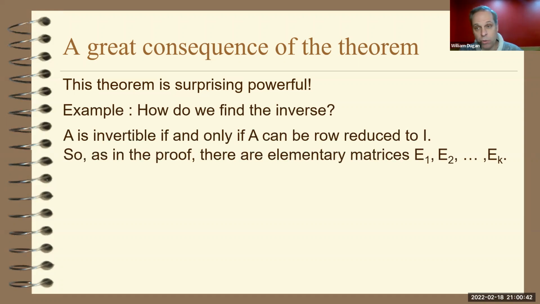So if it can be row reduced to an identity, it has an inverse. If it cannot be row reduced to an identity, then it does not have an inverse. So let's just suppose that it can be row reduced to an identity. But that means there have to be elementary matrices that do those row operations. Let's just say there are k of them.